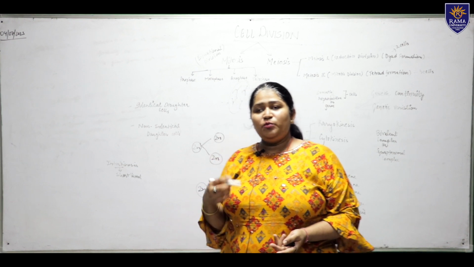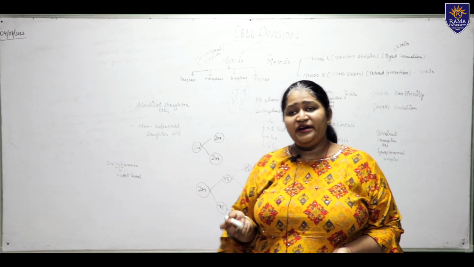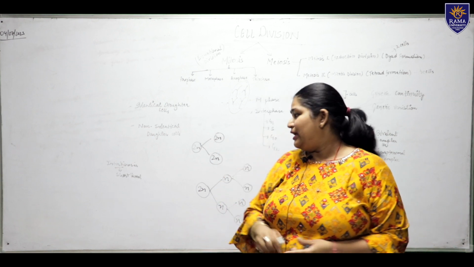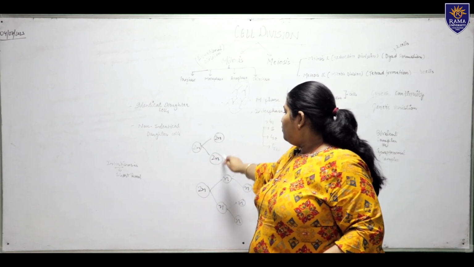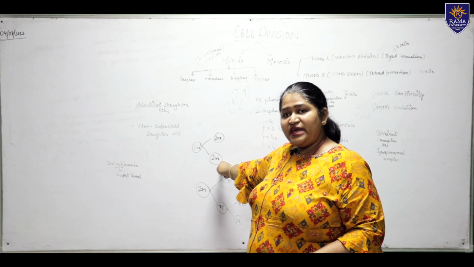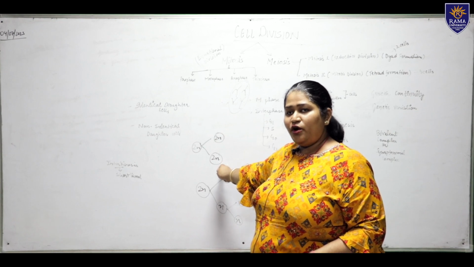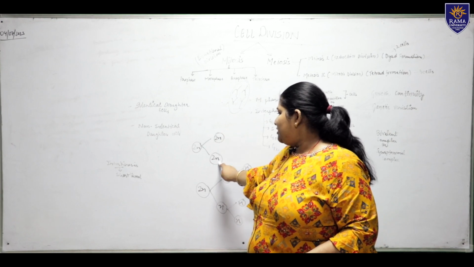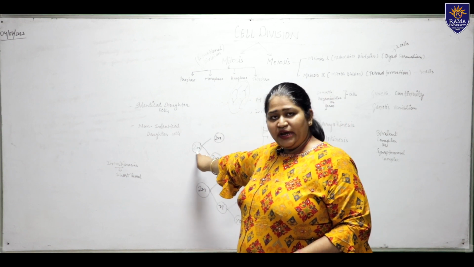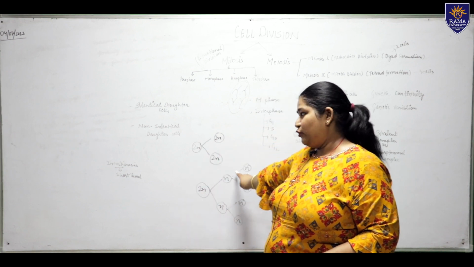After that, cytoplasmic division will take place, that is cytokinesis, and one cell is divided into two cells having the same number of chromosomes in their daughter cells. These two daughter cells are identical to their parent cells, having the same number of chromosomes.